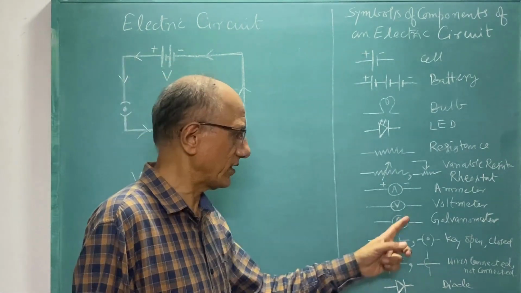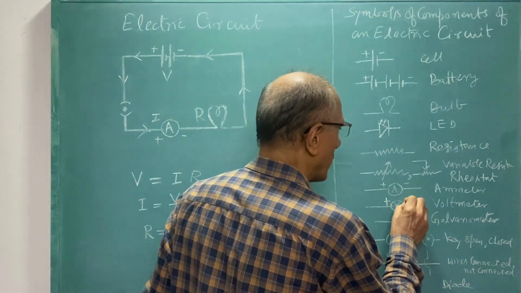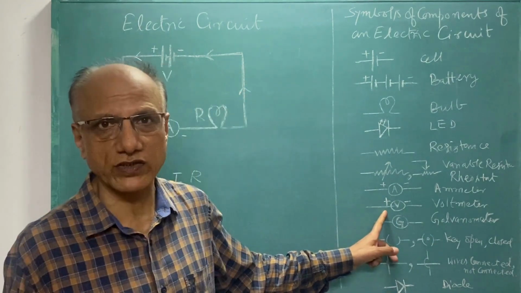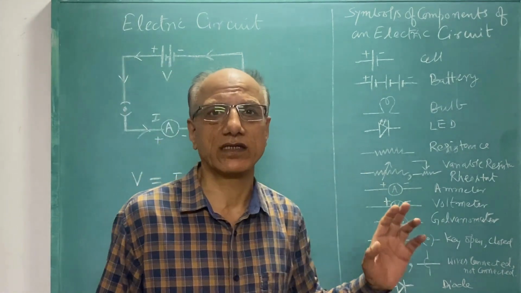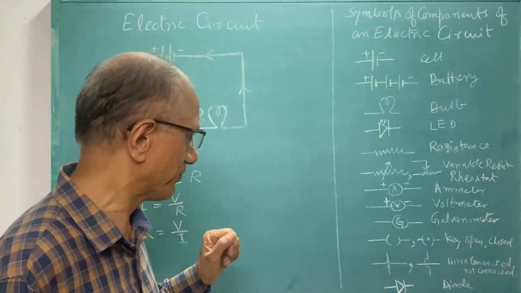Similarly is the voltmeter. This is the symbol of the voltmeter. Again here you will find a red one and a black one. The red one is positive and the black one is to be connected to the negative terminal of the source.